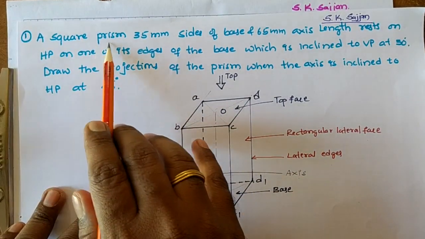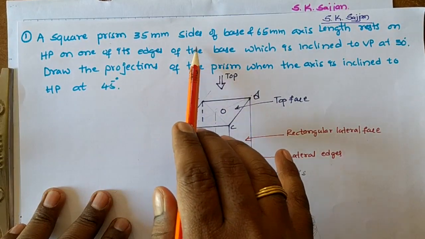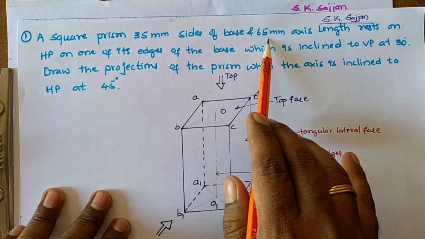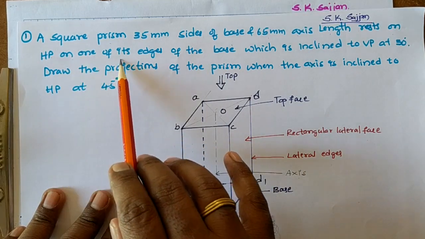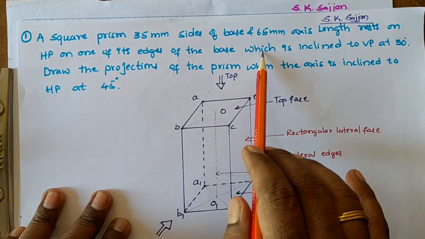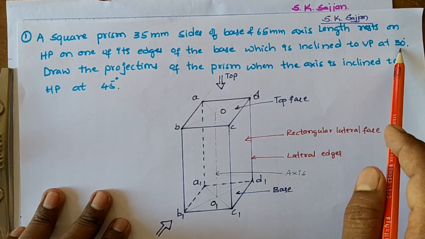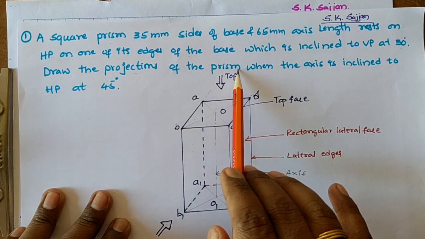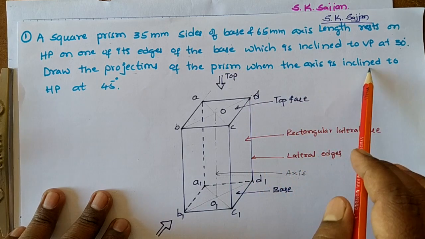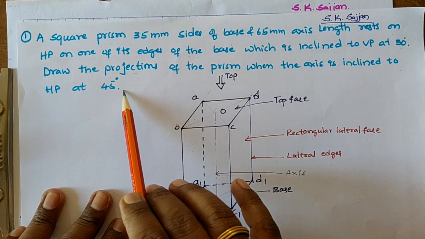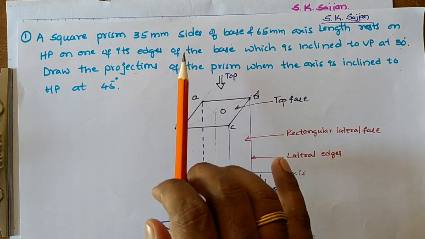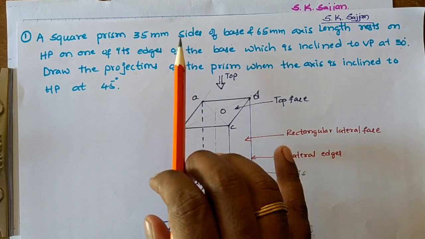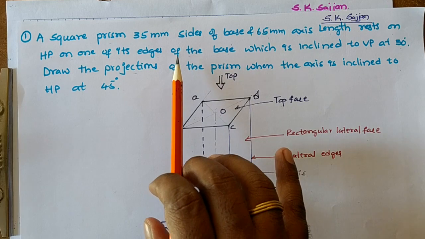A square prism, 35 mm sides of base and 65 mm length, rests on HP on one of its edges of the base, which is inclined to VP at 30 degree. Draw the projections of the prism when the axis is inclined to HP at 45 degree. See, this is the given problem. By reading the problem, we know the details or conditions of all the positions. We will write the conditions one by one.